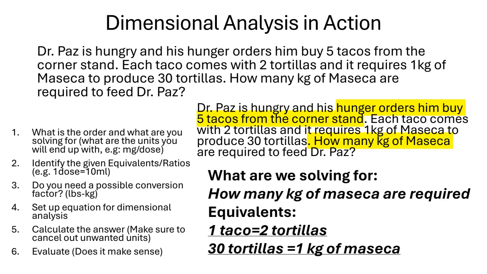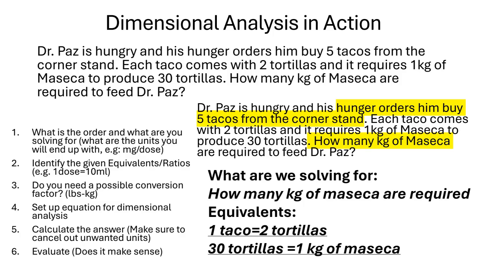Okay, so we go through the steps. First step, what's the order? What are we solving for? In this case, we're solving for how many kilos of maseca are required to feed this Dr. Paz. Okay, we need to identify the equivalents. So in this case, they're telling us that to produce 1 taco, you require 2 tortillas, and to produce 30 tortillas, you require 1 kilo of maseca. So that's all the information that you need. And then we move on. Do we need a conversion factor? In this case, we don't. Everything that we need is in the problem, so we don't need any other information. We can directly solve the problem with what we have. So we're going to set up the dimensional analysis and calculate the actual problem.